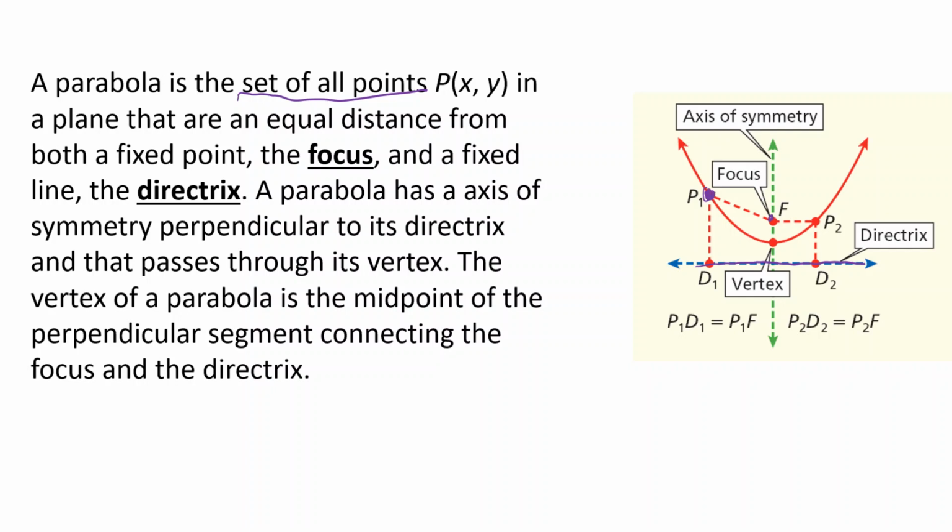This fixed line is called the directrix. So we're going to have all the points that are equal distance, the same distance from here to here. In other words, the distance from P to D and P to F is exactly the same, and any point you choose is going to be the same. Let's say I chose this point. Everything from here to here is the exact distance. This line is called the directrix, and this point up here is called the focus.